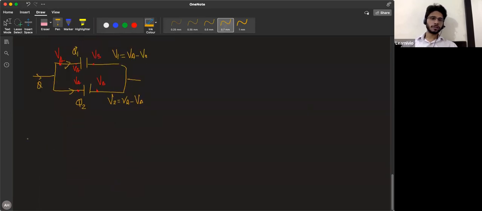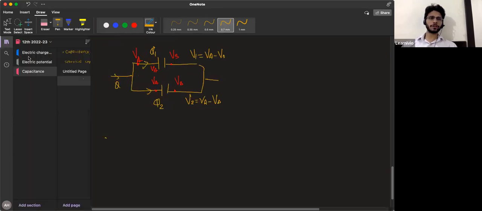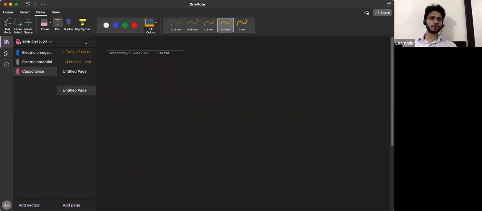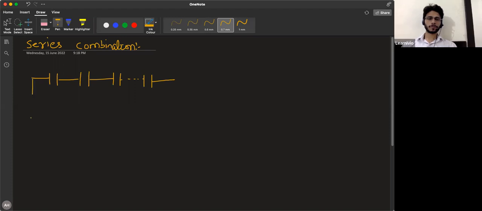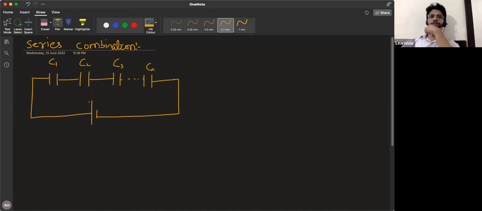Okay. Now let's start with the series combination. This was the division, and this division will be used in the series combination. Next is the series combination of capacitors. If I say capacitors are connected in series, that means they are connected in this fashion: the first capacitor of capacitance C1, then C2, C3, up to Cn. This is how capacitors are connected in series.